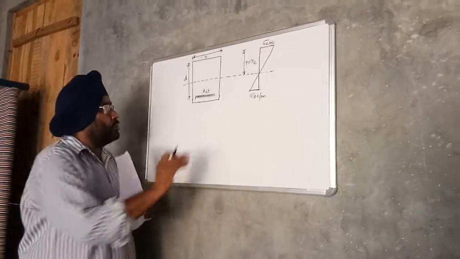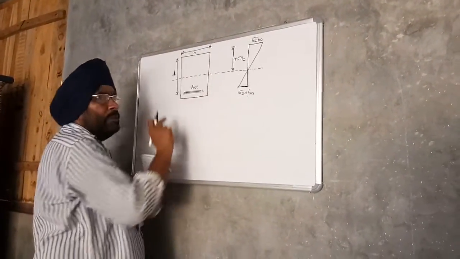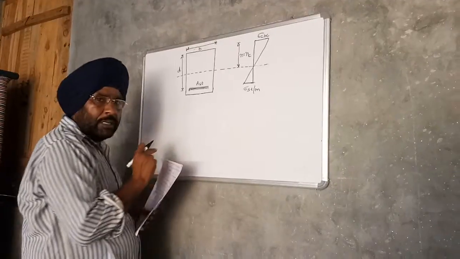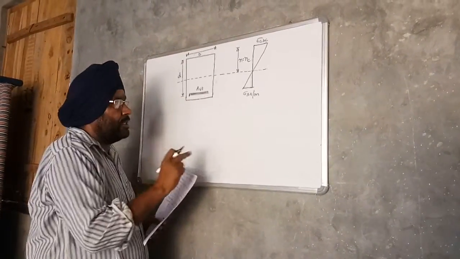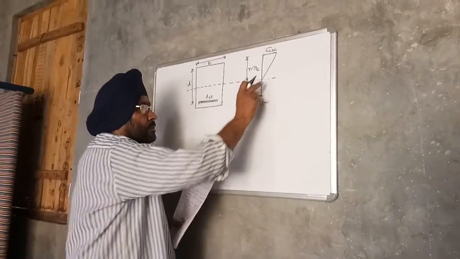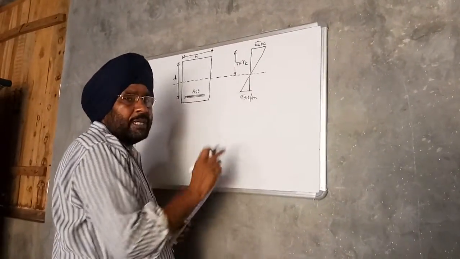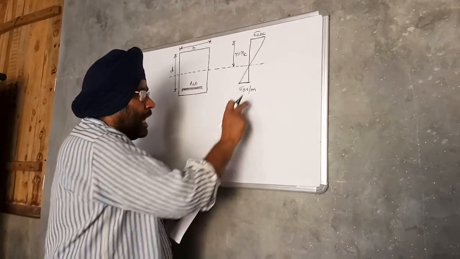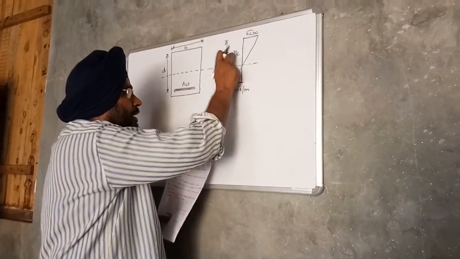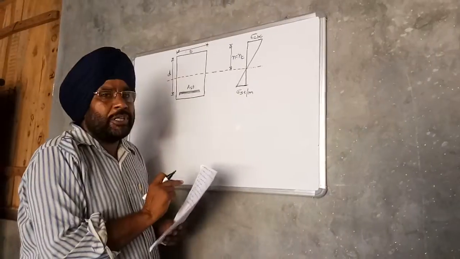So this is the cross section of the beam, this is the width of the beam section, small d is the effective depth of the beam section, AST is the cross sectional area of the steel in tension, and this is stress diagram. Sigma CBC is the permissible compressive stress in concrete, sigma ST is the permissible tensile stress in steel, m is modular ratio, and N is equal to NC. NC means critical neutral axis.